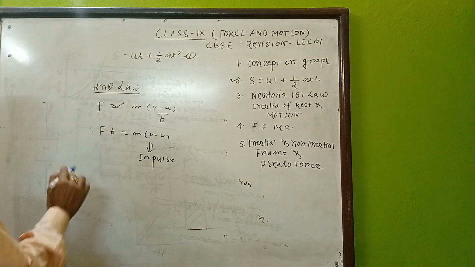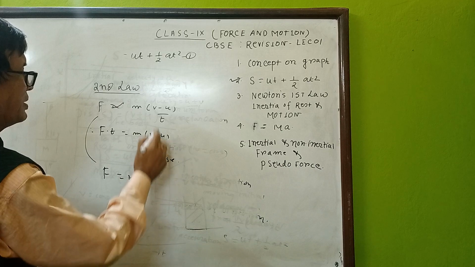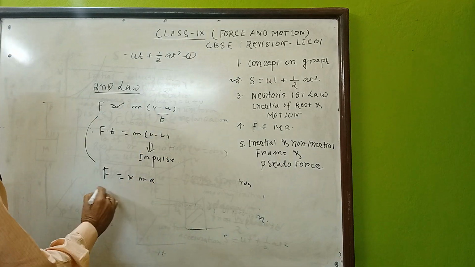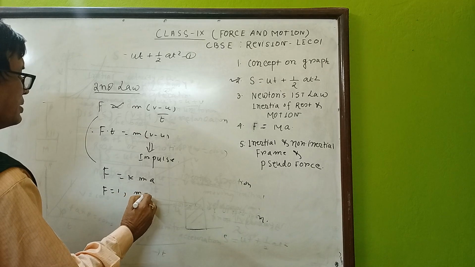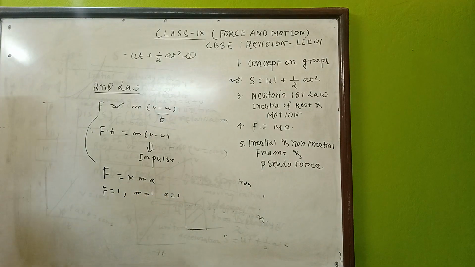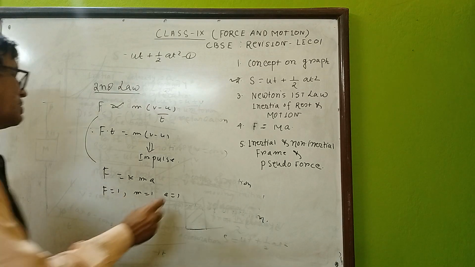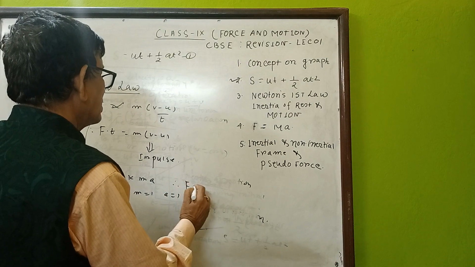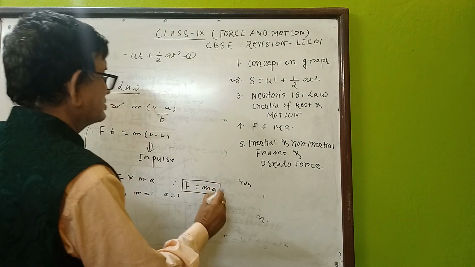Now from this equation, if you put F equal to some constant k, m, (v minus u) by t, that is acceleration. For unit force, F equal to 1, m equal to 1 and a equal to 1. Unit force is that amount of force which, acting on unit mass, causes acceleration 1. So in that case you are getting F equal to ma. Now this is the formula for Newton's second law.